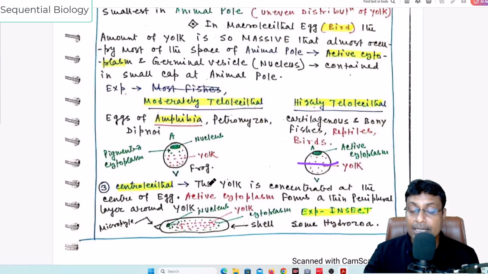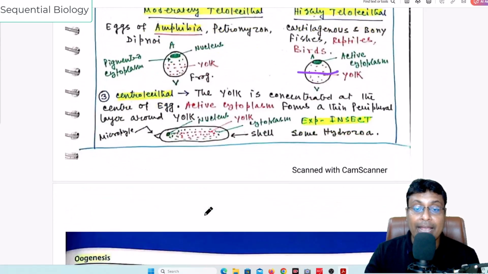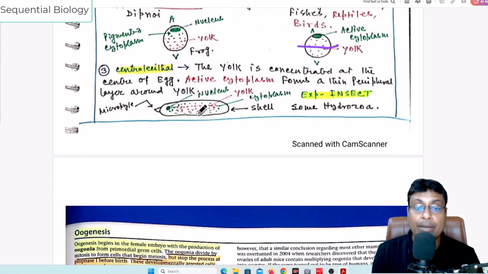And the next type is centrolecithal egg, and this type of egg can be found in insects. Here the yolk is concentrated at the center of the egg and the active cytoplasm surrounds this yolk, and this type of egg is known as centrolecithal egg. The yolk is concentrated at the center of the egg and the active cytoplasm forms a thin peripheral layer around the yolk. Centrolecithal egg can be found in insects, which is very, very important, and also in some hydrozoa.